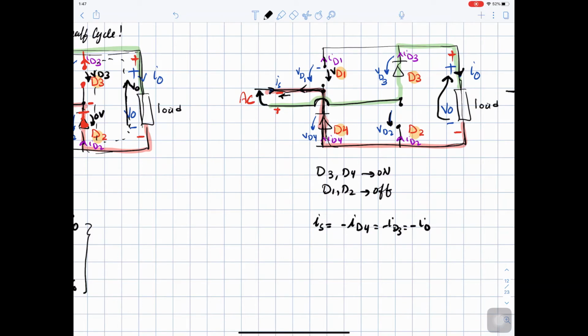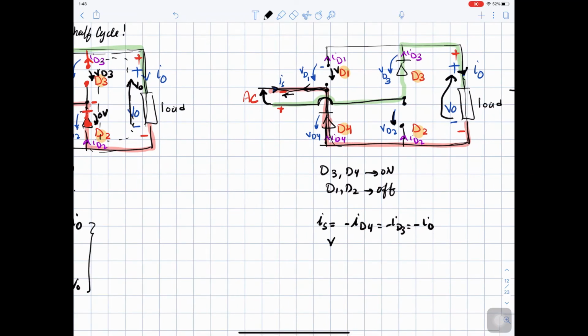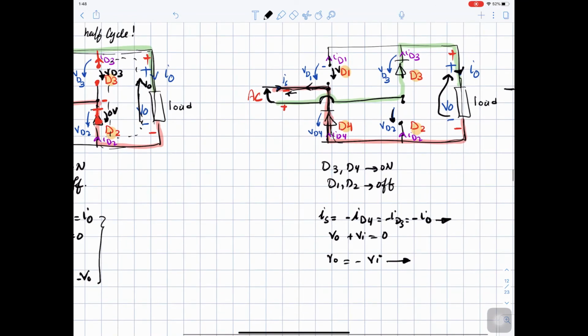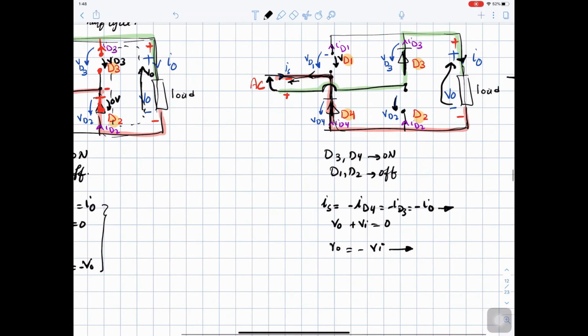is Vn, and V out plus Vn. If you do KVL, V out plus Vn equals 0, or V out equals negative Vn. So these are the equations we have. And diode 3 is on, so it's a short circuit. Diode 4 is on, so it's a short circuit. So V diode 3 equals V diode 4 equals 0.